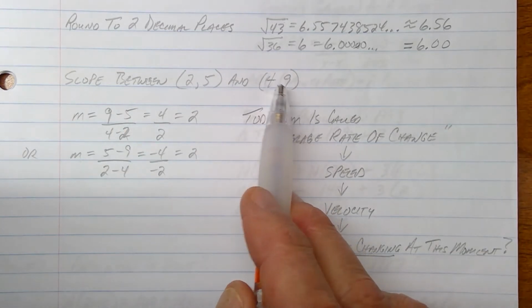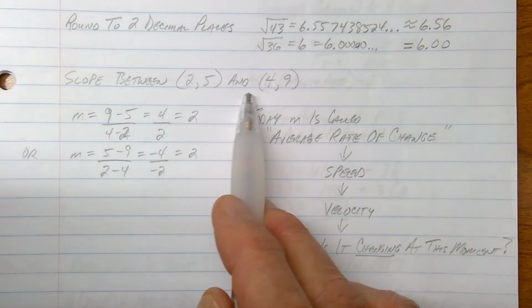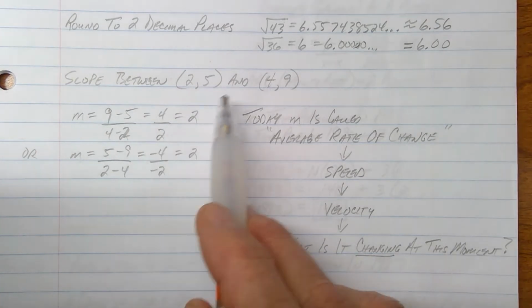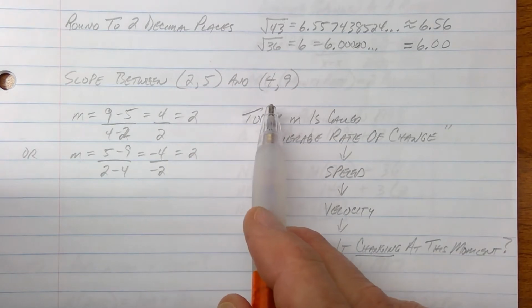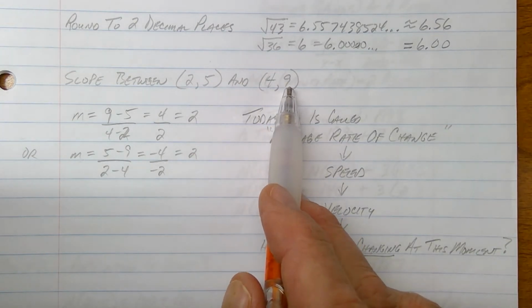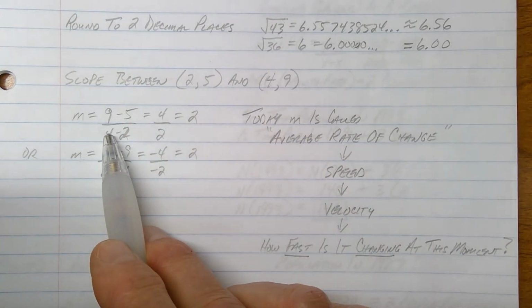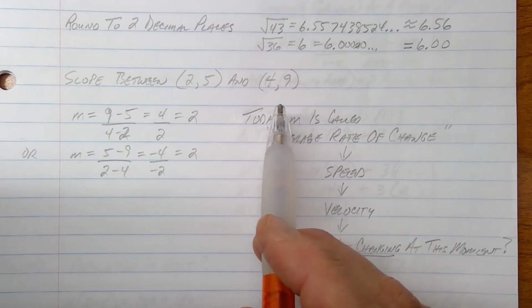Here's my y, 9. Here's a y, 5. 9 minus 5, that's 4. Good. Here's an x, 4. Here's an x, 2. 4 minus 2 is 2. All right? So I did 9 minus 5 over 4 minus 2. The only real rule here is if I start with 9 on top, I have to start with 4 on bottom. We got to go in the same order. You can start wherever you want, but go in the same order whenever you decide which point you're going to start with.